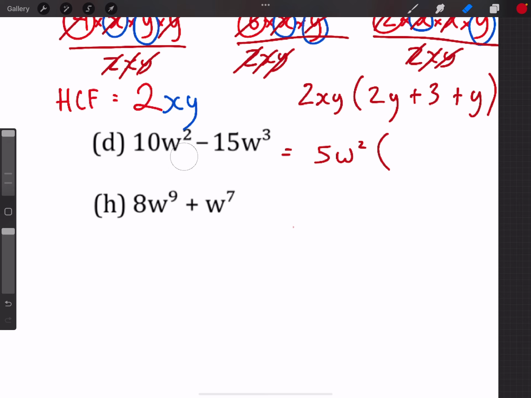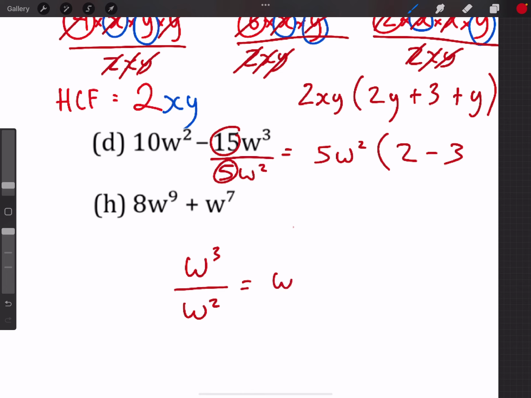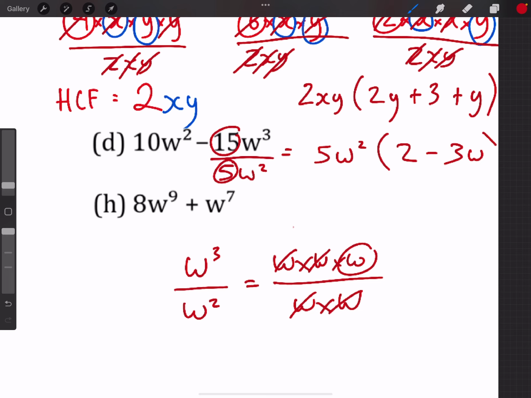Now let's divide everything by 5W squared. Now this one will be 10 divided by 5 is 2. W squared and W squared will disappear. Now let's divide this one, so it'll be a minus. Divide this one by 5W squared. 15 divided by 5 is a 3. Now W cubed divided by W squared is just W. Or you can think of it like this. W times W times W divided by W times W. We can cross that out and we have W left. So we have W there and there's the answer.